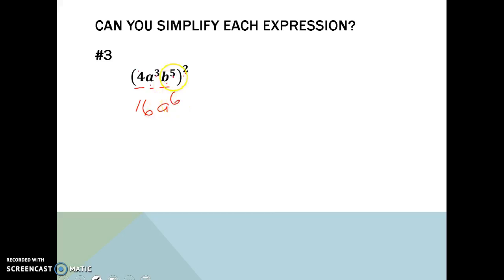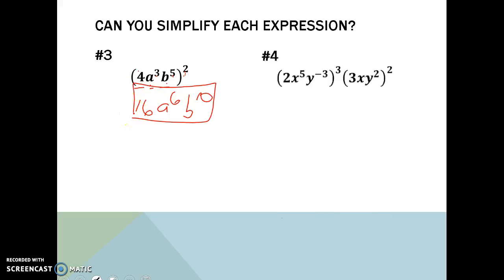And then b to the 5th to the second power. I'm multiplying those because I'm taking a power to a power. That's b to the 10th. And so final answer here is 16 a to the 6th times b to the 10th. All right, so now we're going to have 2 sets of parentheses.